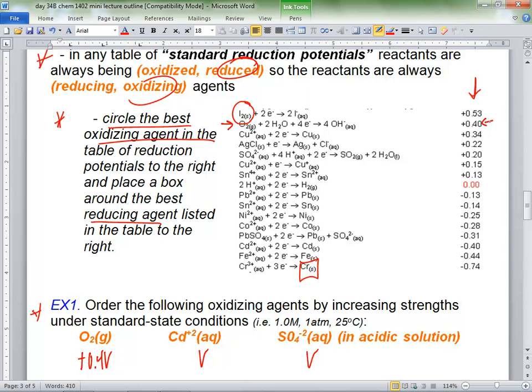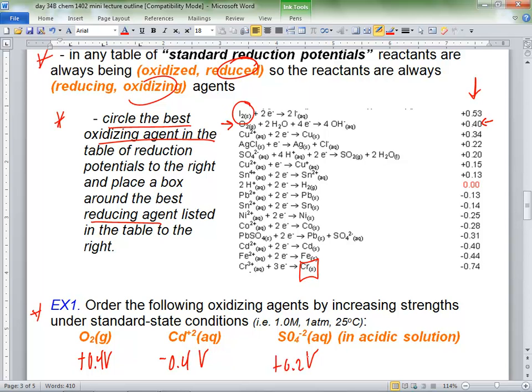Negative 0.4. Good deal. And sulfate. How about sulfate, Summer? Oh, sulfate shows up in 2 spots. That's a good one. Right? So are we going to be looking at this one? She's right. It has to be reduced, so positive 0.2.